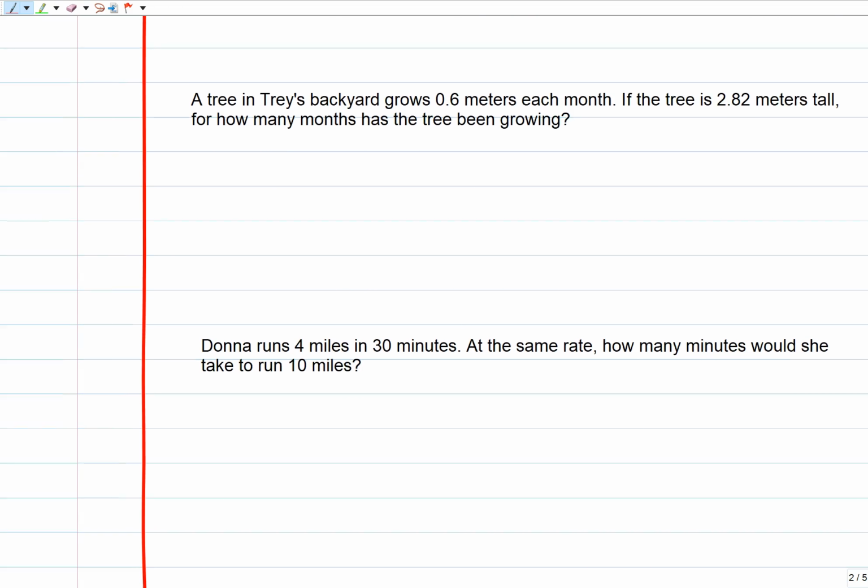A tree in Trey's backyard grows at apparently a constant rate, about 0.6 meters each month. The tree is 2.82 meters tall. For how many months has the tree been growing? This one's different, right? What do we have? Well, we don't have distance. We have height, right? So the height is equal to the rate times the time. Do we know the height of the tree? Yeah, that was 2.82 meters. Do we know the rate of the tree? Yeah, it was growing 0.6 meters each month times what don't we know? We don't know the time.